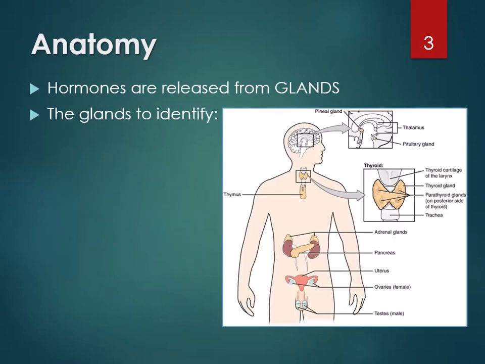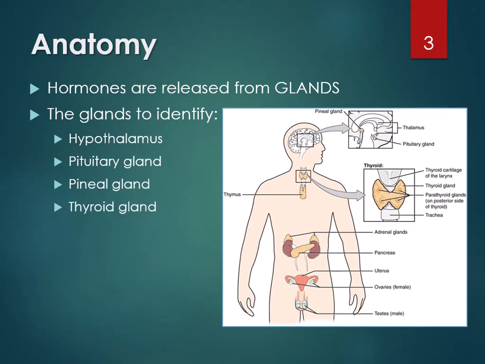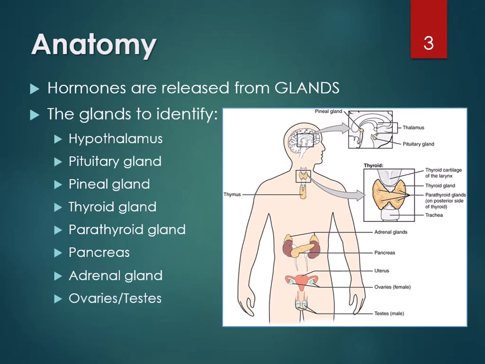All hormones are released from glands, and the glands that you need to know for this section include the hypothalamus, pituitary, and pineal gland, which hopefully you already know from Unit 8, the thyroid gland, parathyroid gland, which is right behind the thyroid or actually attached to it, the pancreas, and the adrenal glands. The ovaries and testes are, of course, also endocrine glands, and we'll briefly mention them here and talk more about that in Unit 15.